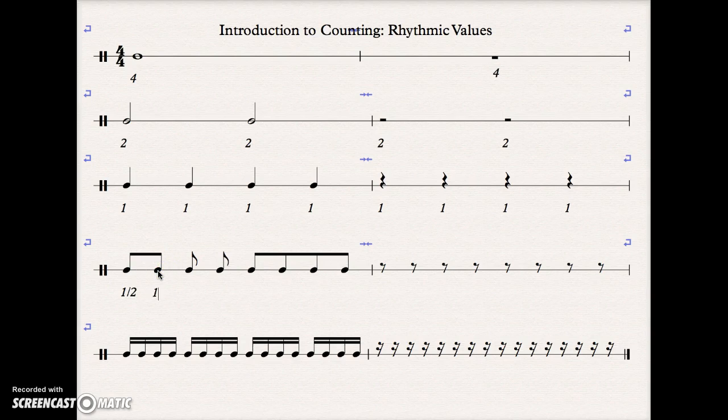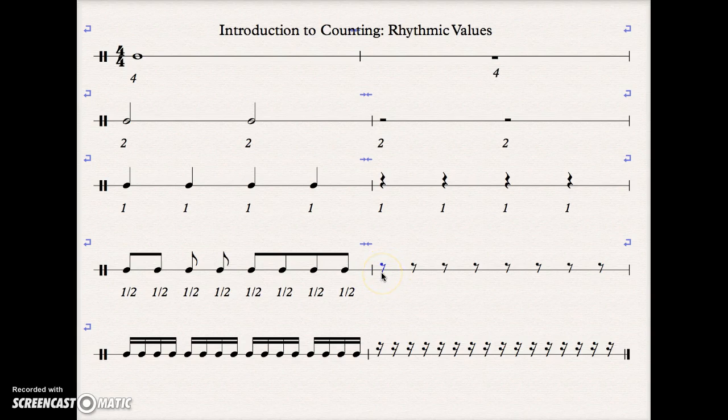Now, if eighth notes are not next to each other, then we have nothing to beam them to, and we would put this little flag on there. They are also eighth notes, and they also get 1/2 of a beat. If we have a lot of eighth notes, we can beam them all together, and they are still eighth notes. They still get 1/2 of a beat each. One beam will always be eighth notes. We can label them accordingly.